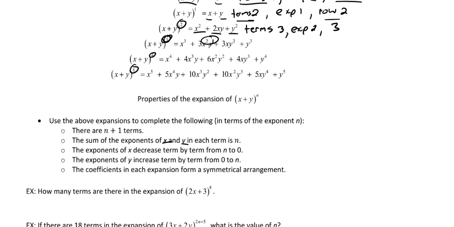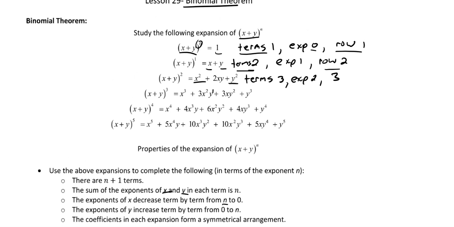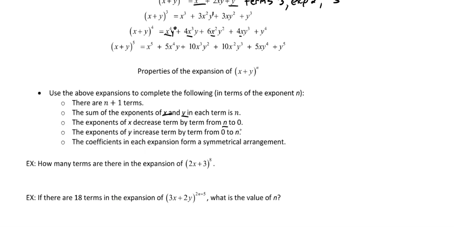The other pattern we're seeing here is that the exponents of x decrease term by term from n to 0. What that means is if we look at this one, it starts at 4, so it's x to the 4, x to the 3, x to the 2, x to the 1, and then there's no x. And the y's do the opposite. You can think about this as y to the 0, then y, and so on. So the x counts down, and the y's count up. Okay, that's pretty much it, the next part.